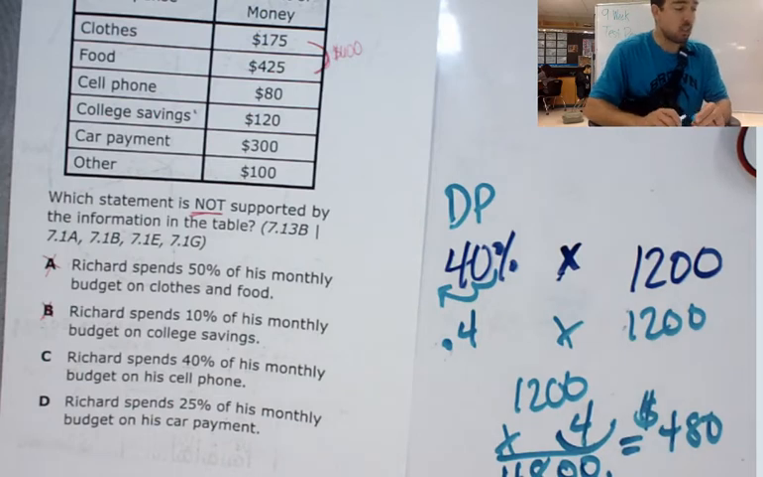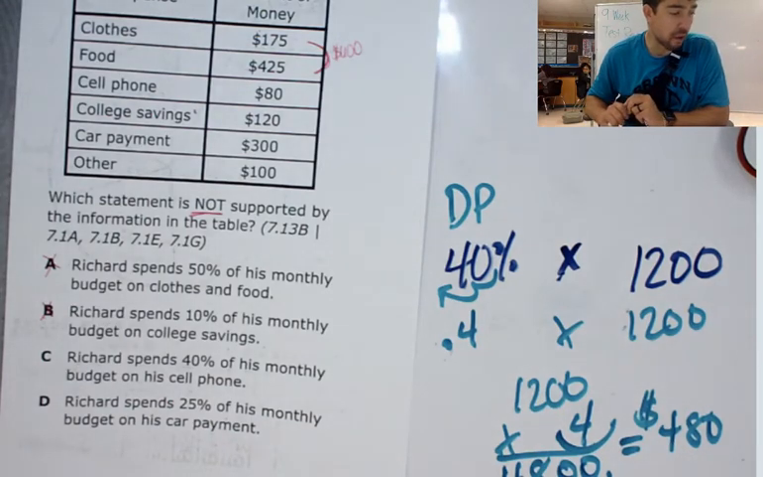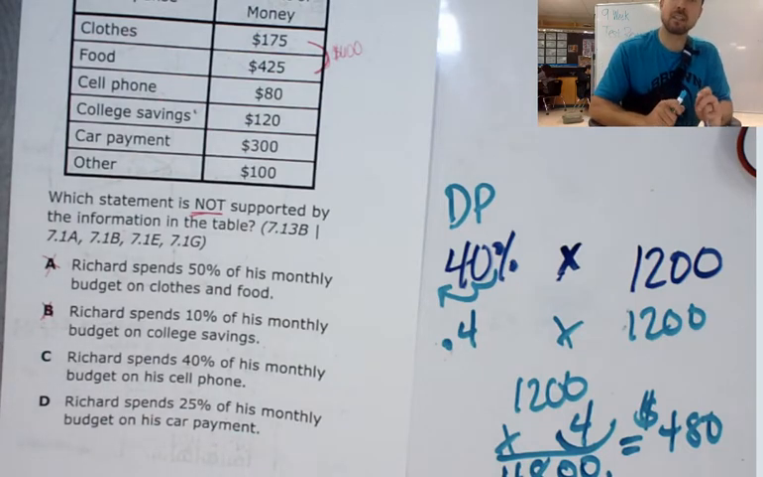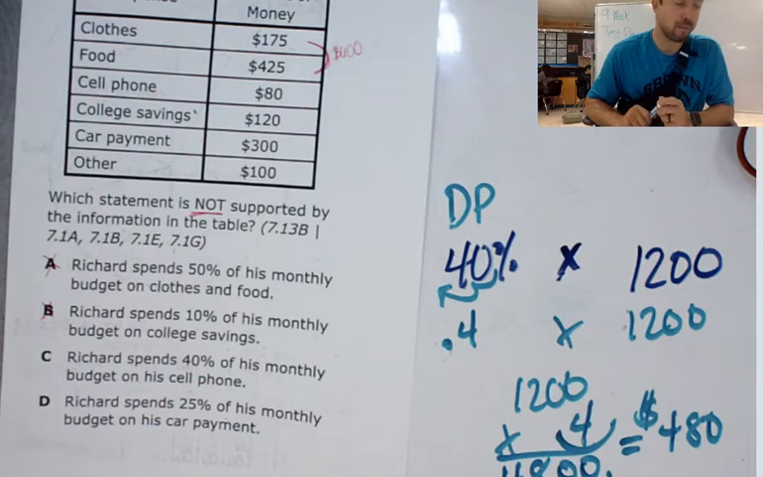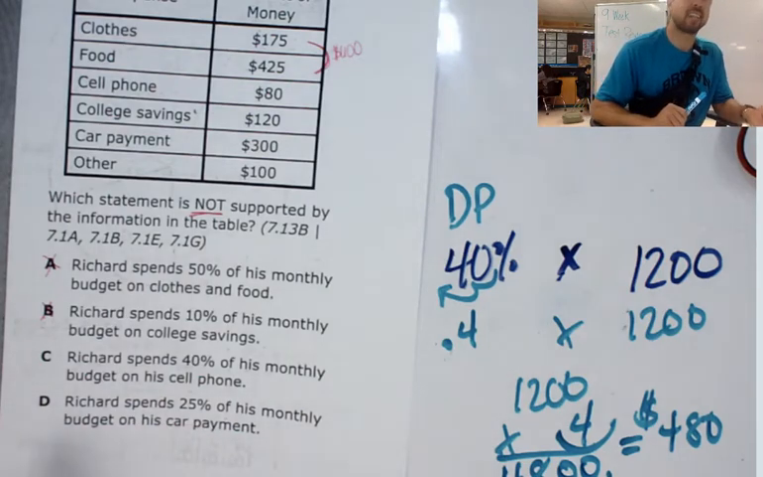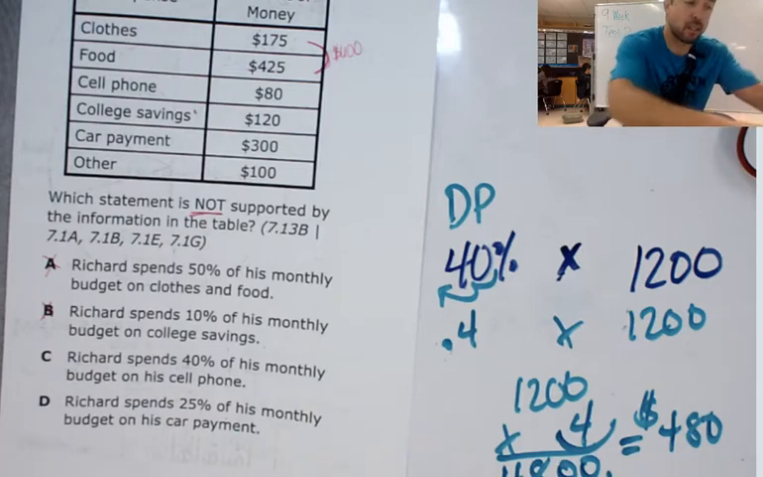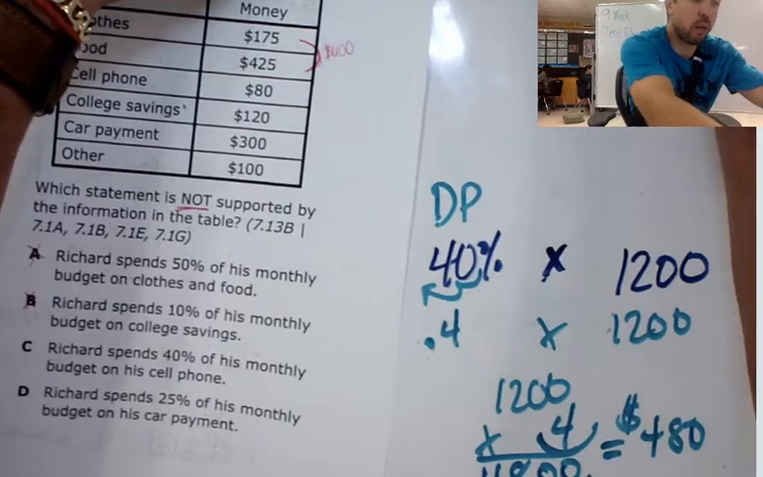Now let's look. How much did he spend on his cell phone? Well, look at the budget. How much does the budget say he spent on his cell phone? 80. Now the answer choice C is saying that he spends 40%. We just found 40% of his budget. How much was 40% of his budget?